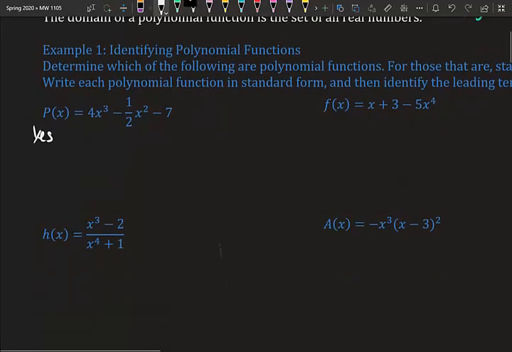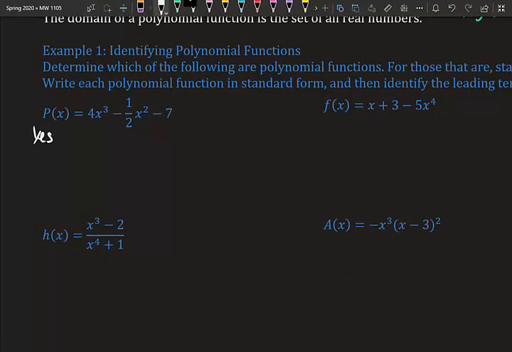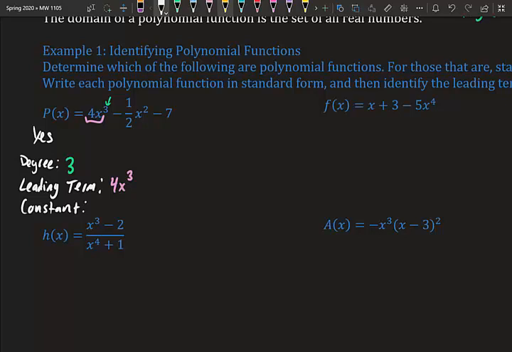It already is in standard form because it's highest exponent to lowest exponent. It goes 3, 2, then nothing. Now we can go ahead and figure out the degree. The degree of the polynomial is the highest exponent, which is 3. Your leading term is the term attached to that exponent, so 4x cubed. Our constant is the number without a variable, and we do have one. It's -7. Awesome.